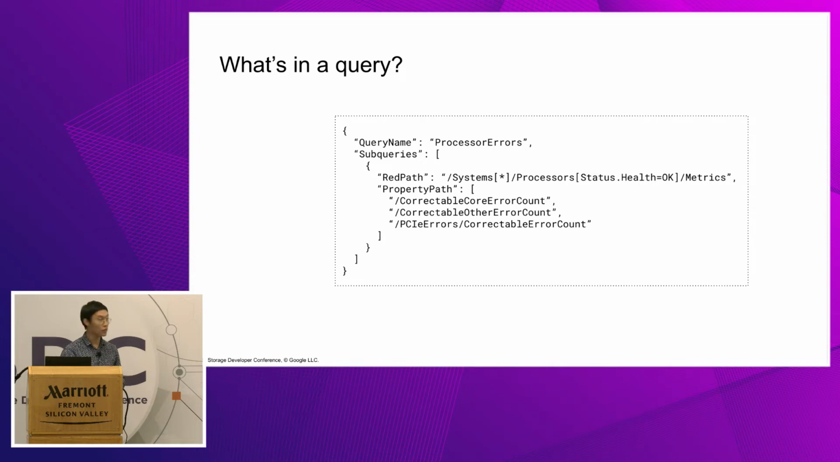So a query, this is one way a query could be formatted in JSON. Maybe you'll name your query, you give it a RedPath. Maybe you'll have more than one RedPath to say these are all the possible processors you might care about. But you would have some list of RedPaths to show what resources you care about, and then all the property paths to indicate what properties you care about.